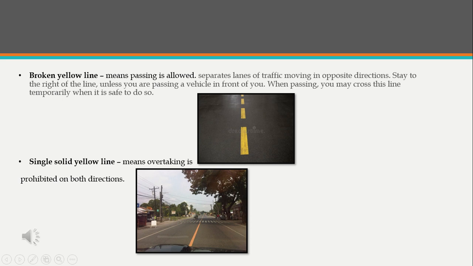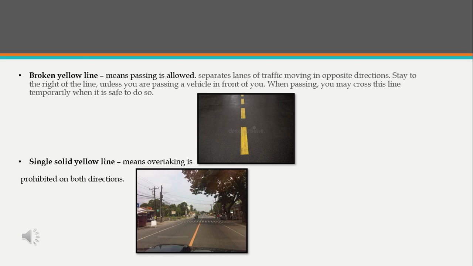Broken yellow line. It means passing is allowed. It separates lanes of traffic moving in opposite directions. Stay to the right of the line unless you are passing a vehicle in front of you. When passing, you may cross the line temporarily when it is safe to do so. Basically, a broken yellow line is a center line.